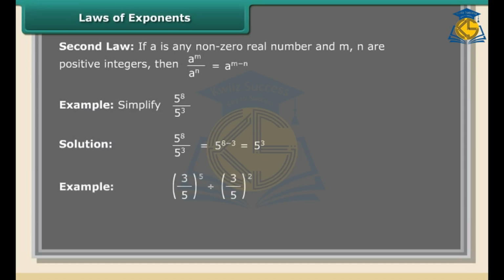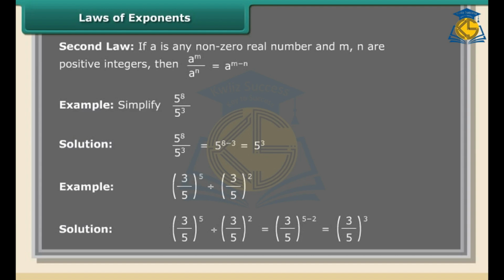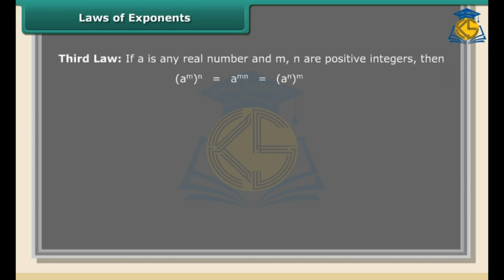Example. (3 upon 5)^5 divided by (3 upon 5)^2. Solution. (3 upon 5)^5 divided by (3 upon 5)^2 = (3 upon 5)^(5-2) = (3 upon 5)^3. Third law.